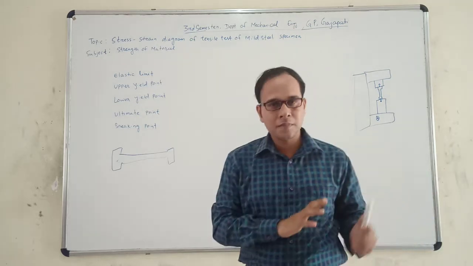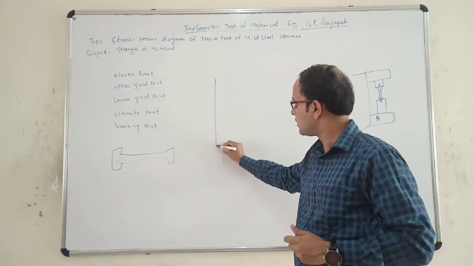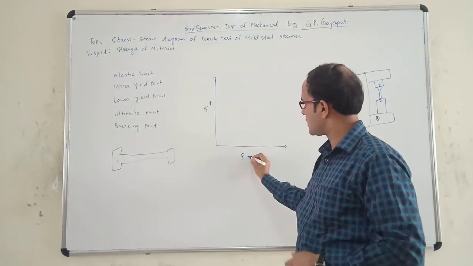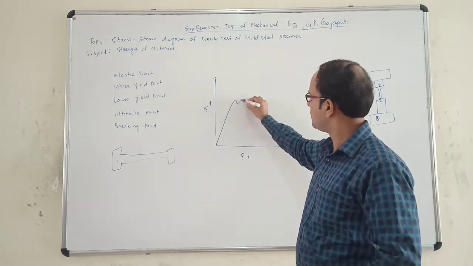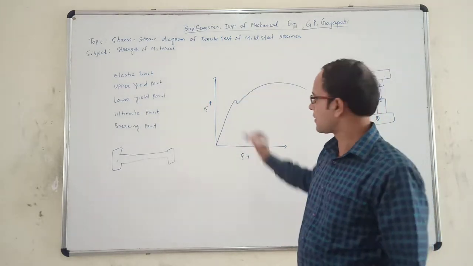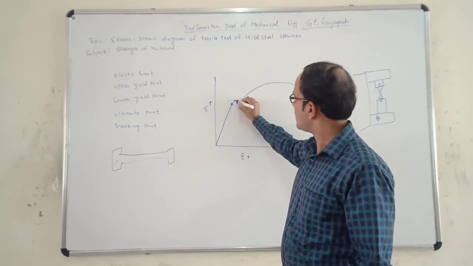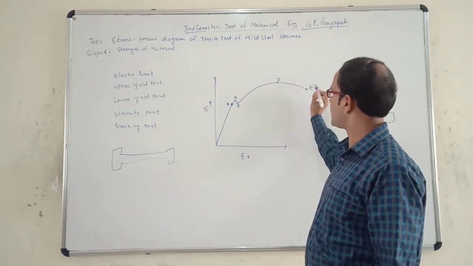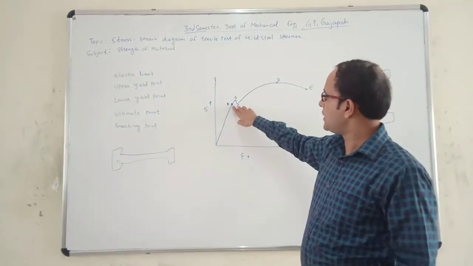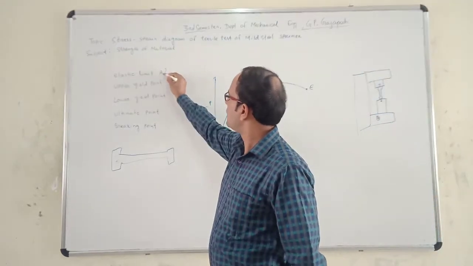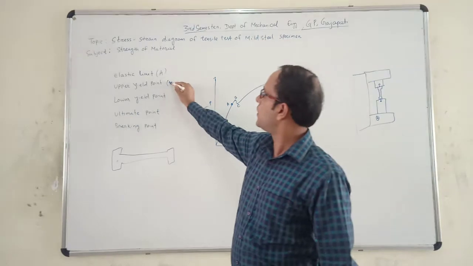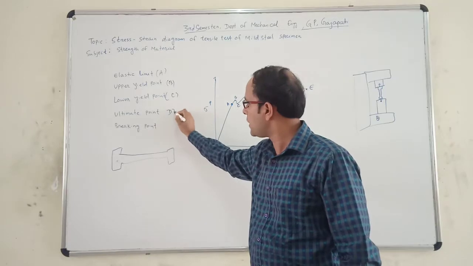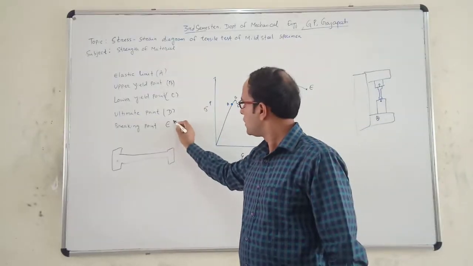After the conduction of this test, we will get a curve somewhat like this. We will plot the stress versus strain diagram, and the curve maybe we get like this. So let us notate different points. Let this be A, this one B, this C, D, and this one E. Now point A is known as elastic limit, B is known as upper yield point, C is known as lower yield point, point D is known as ultimate point, and E is known as breaking point.